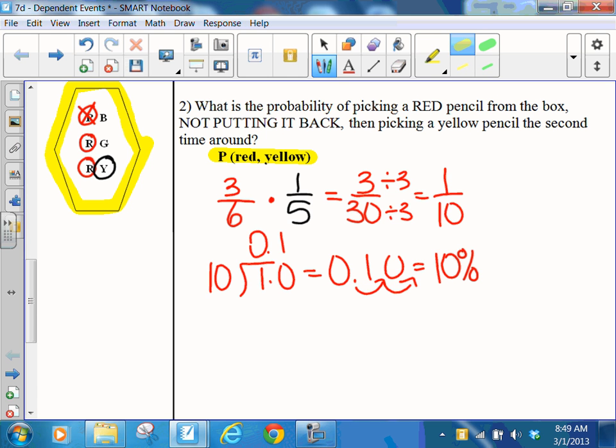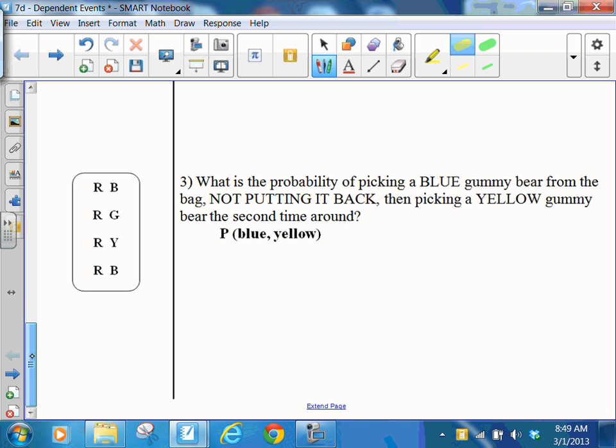So again, first step is the first probability. Second step is the second probability, or probability of second event, keeping in mind that there's 1 less in the total outcomes. Cross-canceling and multiplying is third. Simplifying is fourth. And changing to a percentage is last. Last example on this page.